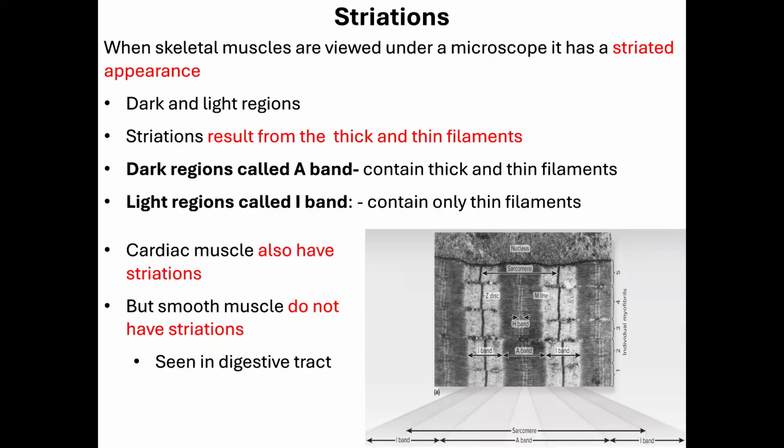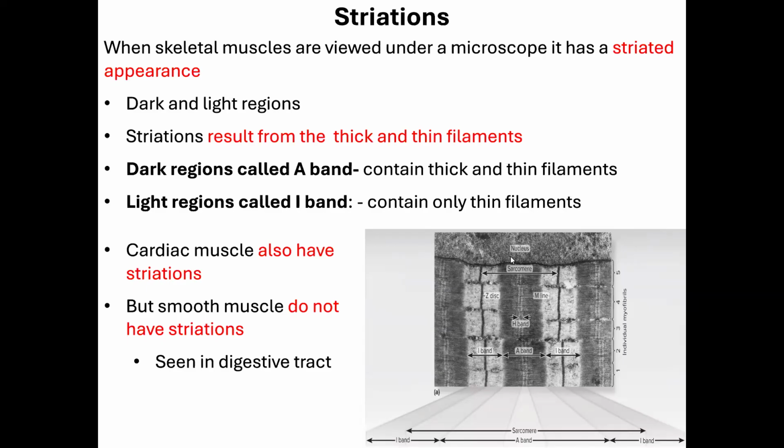So when you look at a muscle under a microscope, what you see is this. You can see dark areas, you can see light areas. So what do you call this? Striations, yeah. This is a skeletal muscle. Skeletal muscle is striated. That's a feature of skeletal muscle.